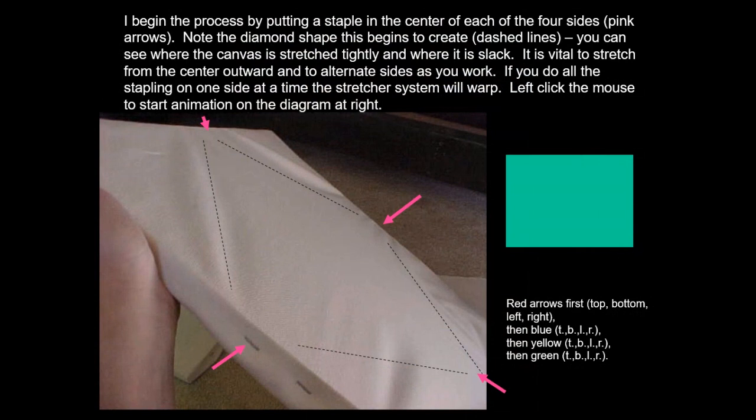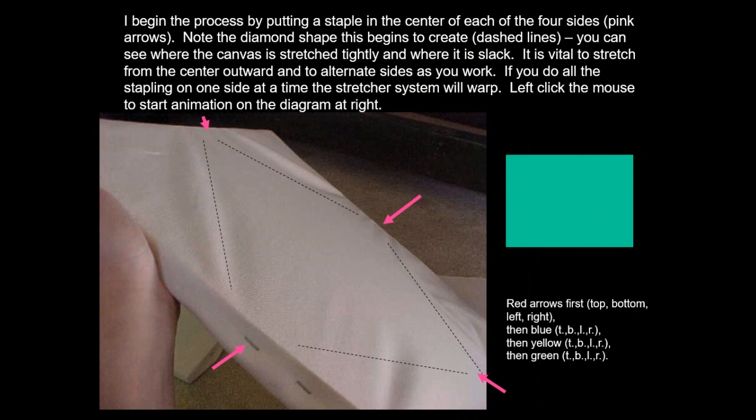As we're stretching though, you can see I've added some dashed lines there that show you the tension from the staples that I've put in, and then the slack area of the fabric on the outside around it kind of forms a diamond there. So you can see that I'm still working from my center to the corners in making sure that there's even pressure or even tension all the way around.